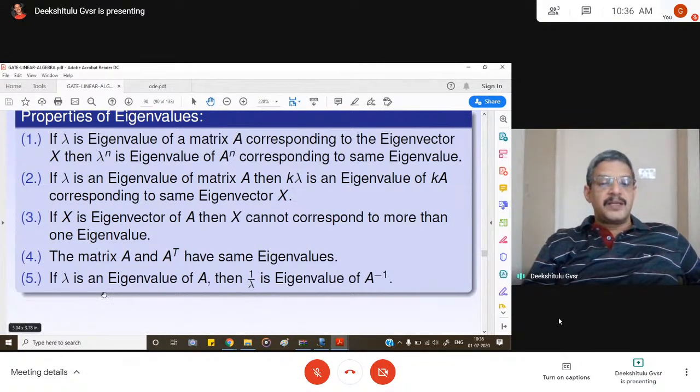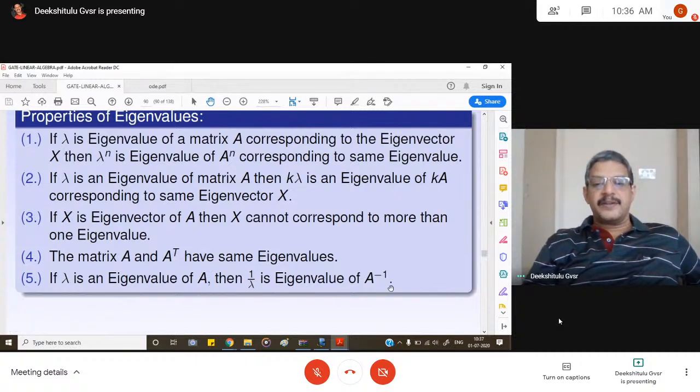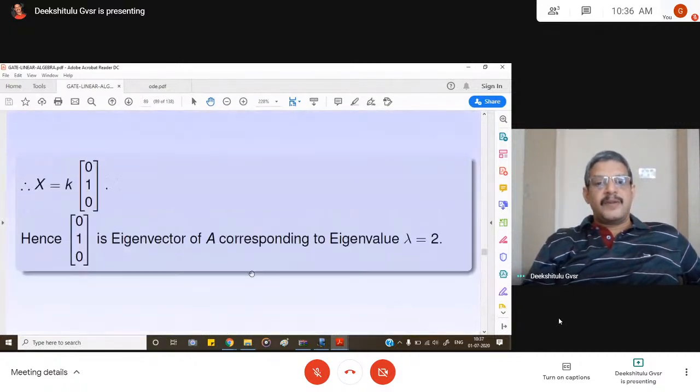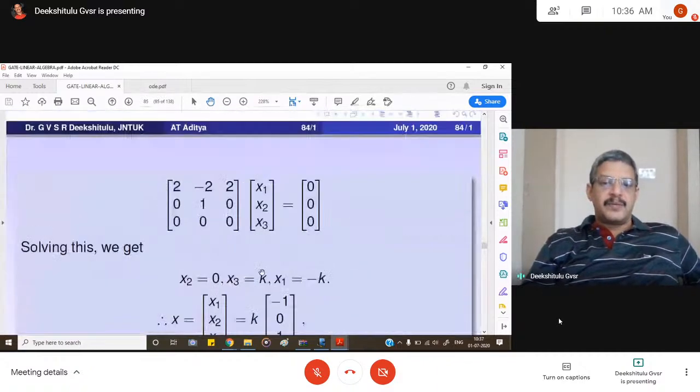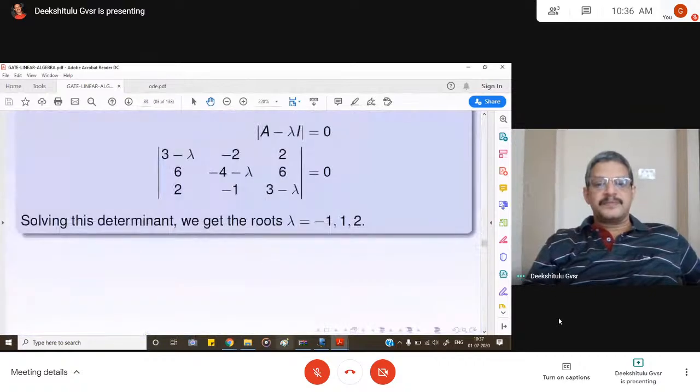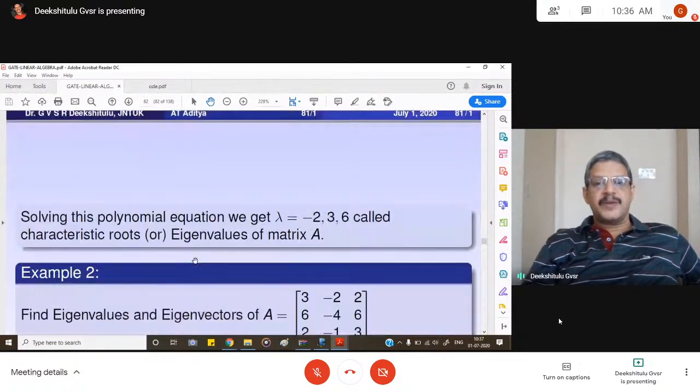Okay, when lambda is an eigenvalue of A, what happens? Determinant of A becomes 0. A inverse does not exist. What happens is 1 by lambda becomes infinity. It cannot happen. And in the equation also, if lambda is equal to 0, what happens to the actual equation? A minus lambda I becomes... So this is what we have.